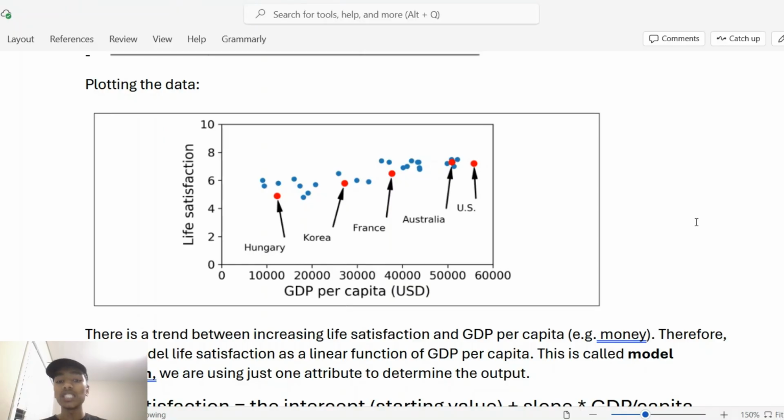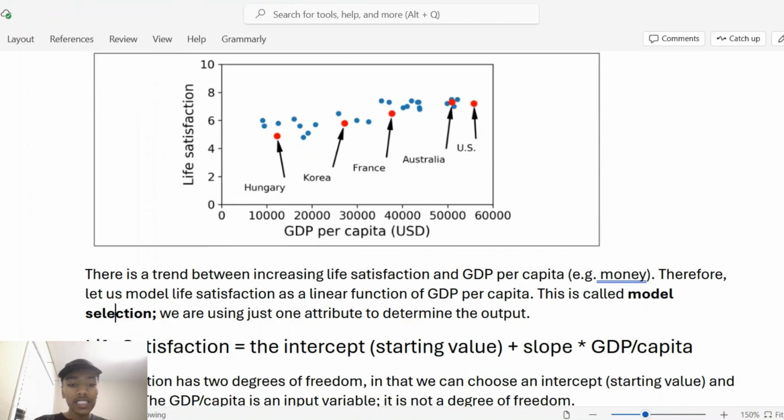So when we're choosing which attributes we are going to use to determine the output, in this case the output would be life satisfaction, the input would be GDP per capita. When we are determining which attributes to use, this is called model selection. Let me just fix the spelling of that there. Model selection. So model selection are the attributes that we're using for that.